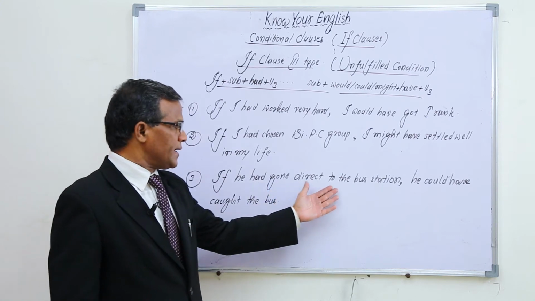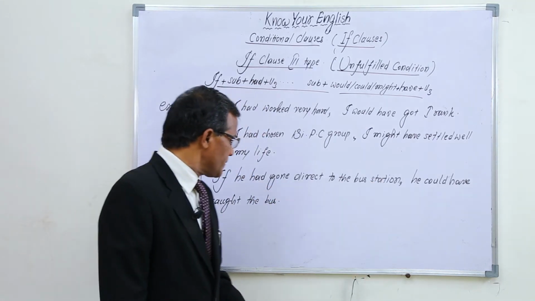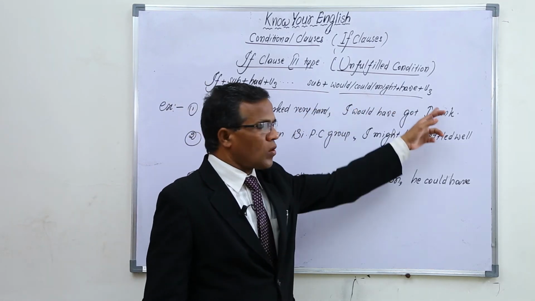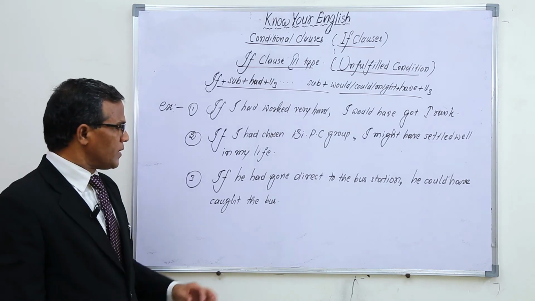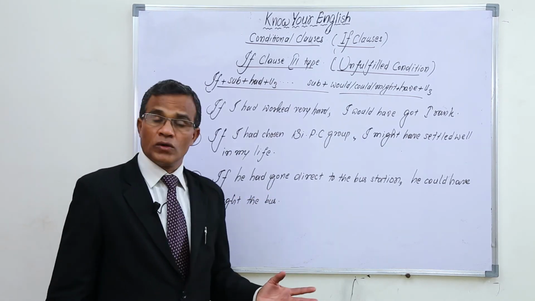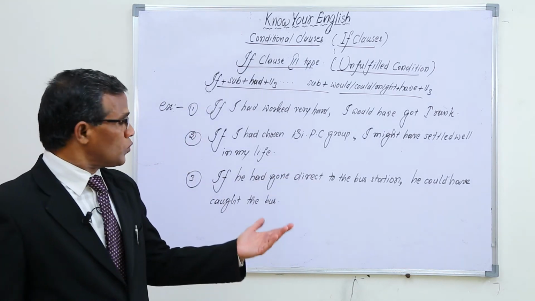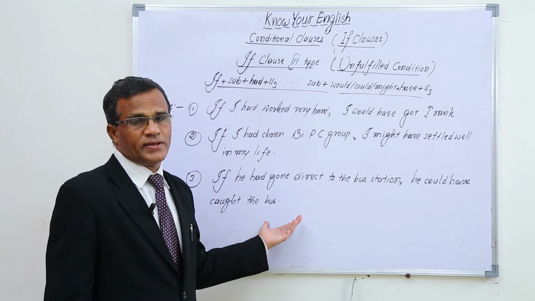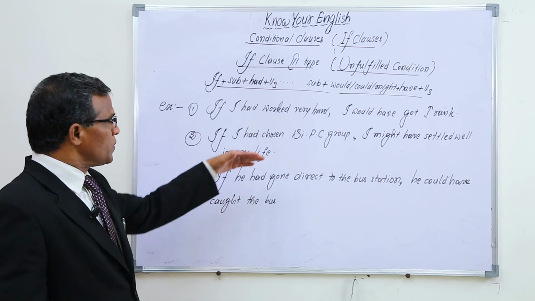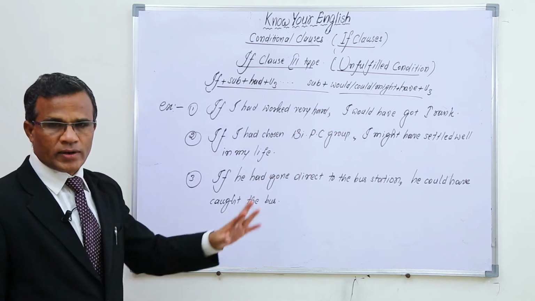If he had gone direct to the bus station, he could have caught the bus. He could have caught, catch, caught. He could have caught the bus. Means he did not go to the bus station. He did not go direct to the bus station, so he could not catch the bus. So after that happened only we are talking about it. So which was not fulfilled. So this is unfulfilled condition which was not fulfilled.